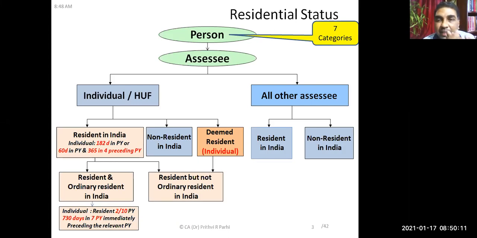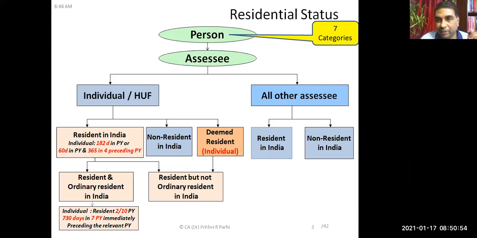We will classify these 7 categories of persons into 2 broad categories. One is individuals and HUF, and the other is all other assessees. All other assessees means who else remains? Out of these 7 categories, individual and HUF, you leave them. The other 5 categories of persons, can you tell me who they are, except individual and HUF? Firm, association of persons and body of individuals, company, local authority, and artificial juridical person.